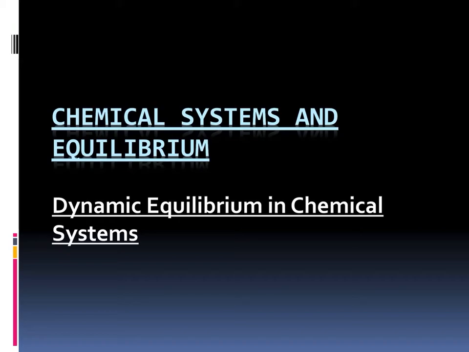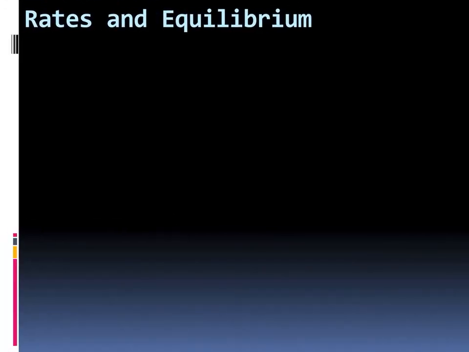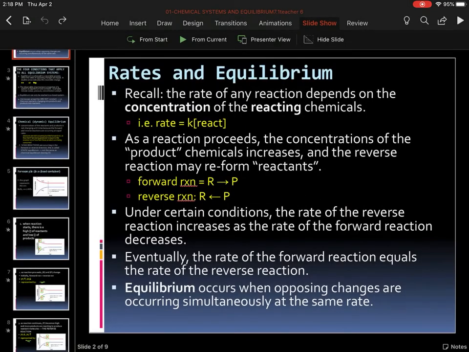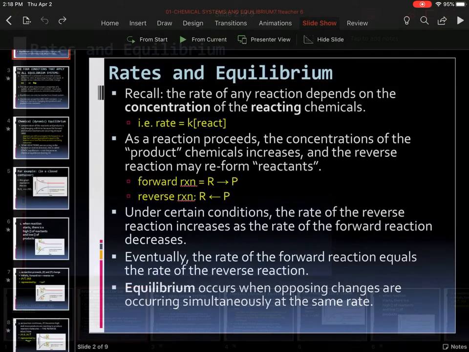Okay, so equilibrium is unique to you guys because we really have only dealt with, sorry guys, see already, I don't know how to use this.